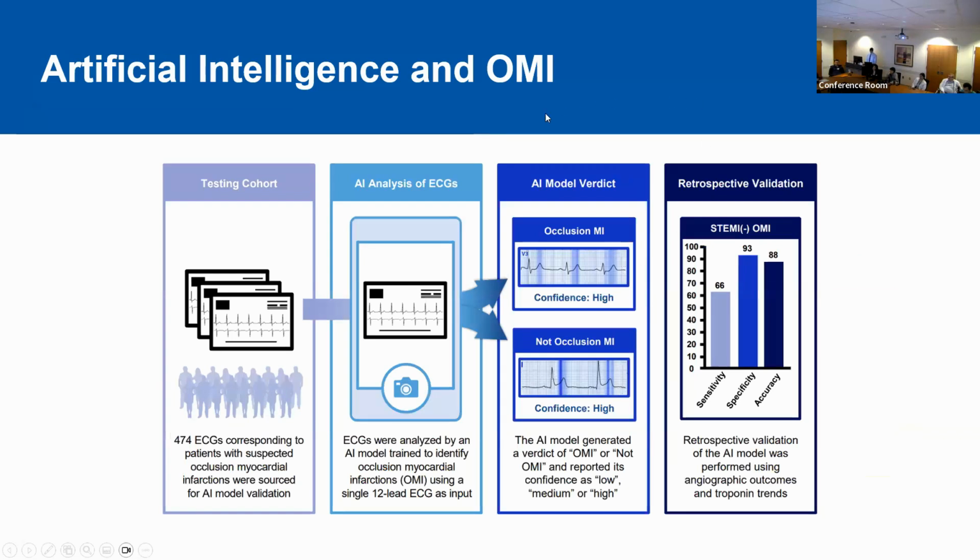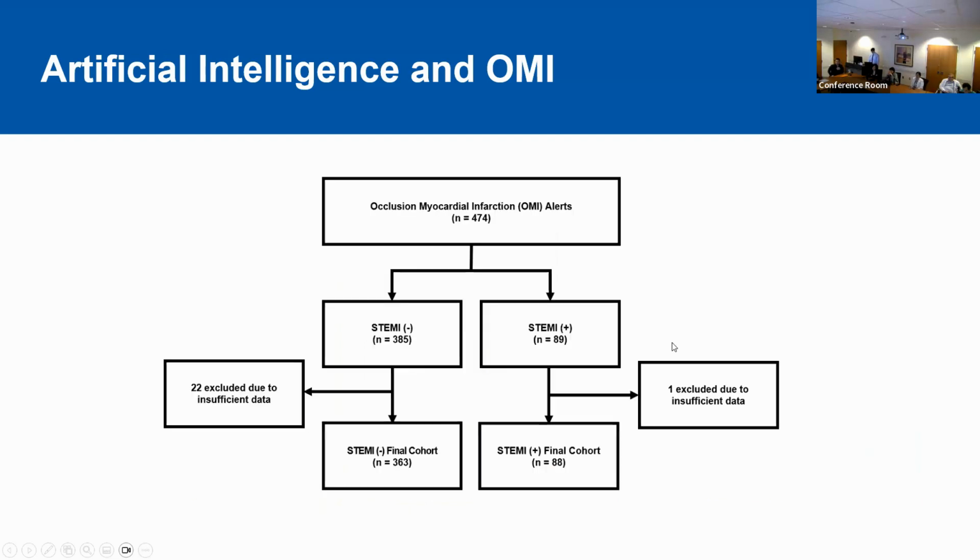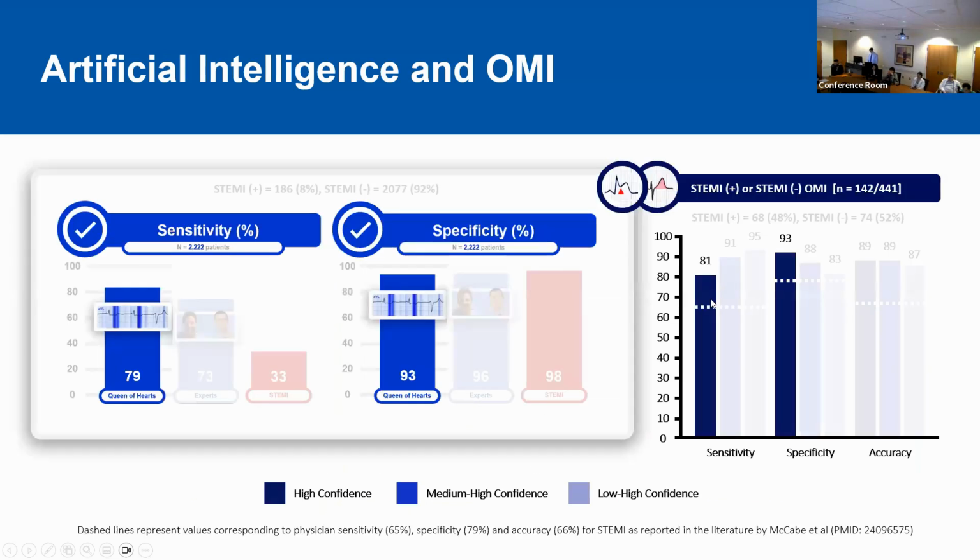Now, while they were running that international study, in parallel, I was conducting a local study here at Stony Brook, where we tested about 500 EKGs that came through the emergency department as either a heart alert or code H. We tested those through the model and then did a retrospective validation using an endpoint of a culprit vessel with TIMI 0 or 1 flow. Ultimately, we ended up with very similar results.